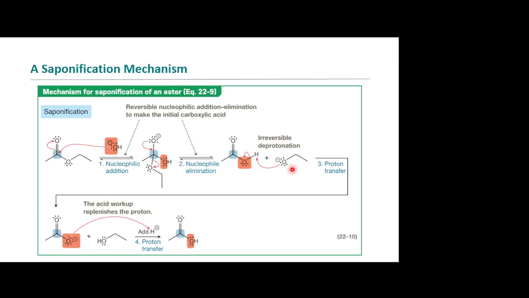Notice that there's going to be an irreversible deprotonation that happens for the next step, which is actually what drives this reaction forward all the way. Once you make the carboxylic acid, it can never go back once you deprotonate it. And so this last step is the one that drives this reaction irreversibly forward.